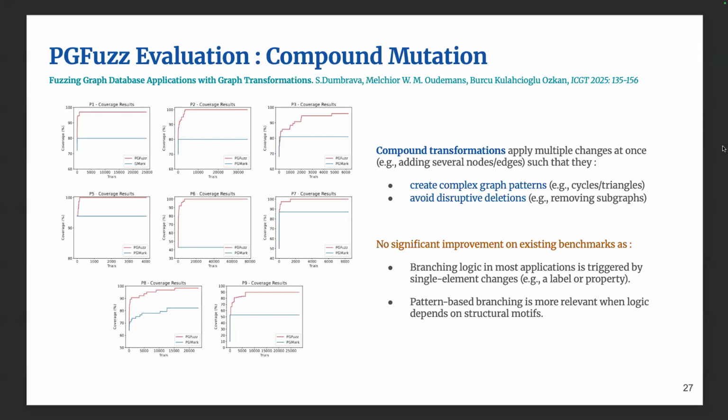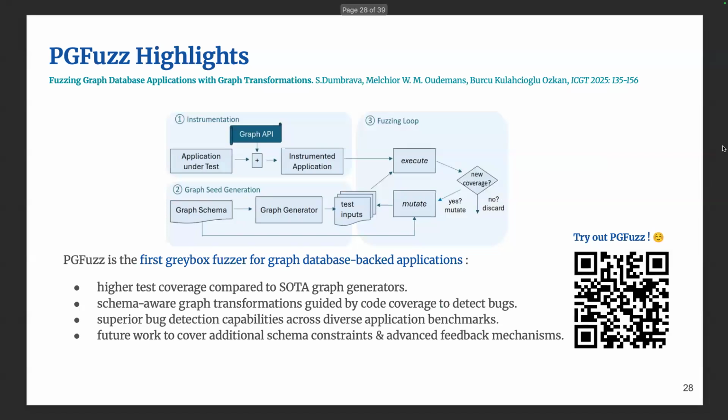But the problem is, because our application benchmarks were not very complex in the semantic constraints that they were enforcing, we did not report any significant improvement. So it would be very interesting to have applications in which some pattern-based branching condition depends on more complex structural motifs in the graph. So yeah, this is our tool, and it's open source, and you could use it. It's the very first attempt to really test these graph database applications.